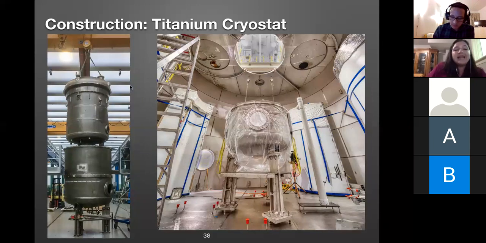We have a titanium cryostat. It's lower radioactivity than things like stainless steel. And so we have the inner cryostat that holds the liquid xenon with the outer cryostat that protects it with vacuum. And we have them in place within our water tank. And then surrounding them, currently covered in white plastic, are the acrylic tanks that hold the liquid scintillator for the Veto.